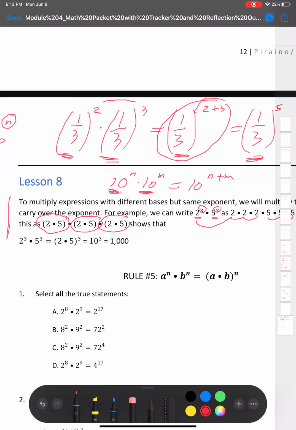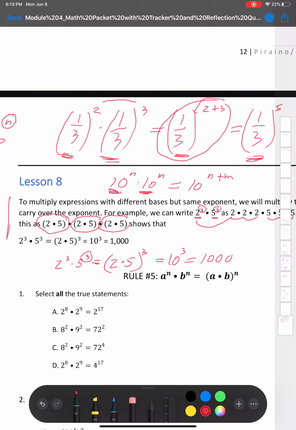So that means 2 to the 3rd power times 5 to the 3rd power is the same as 2 times 5, to the third power. That's what the rule is saying. We are going to combine the bases and carry over the exponent, and the exponent is 3. So 2 times 5 to the third power. If we want to solve that, what is 2 times 5? 2 times 5 is 10. 10 to the third power is 1000. Does that make sense, you guys?